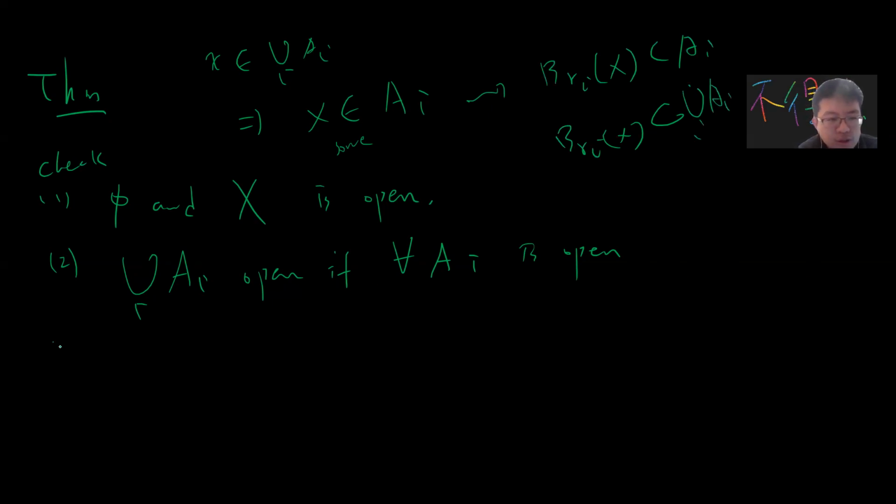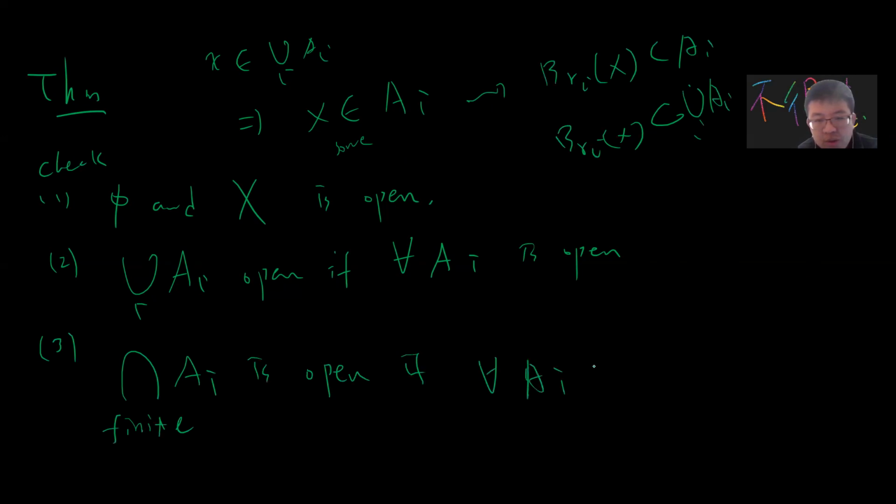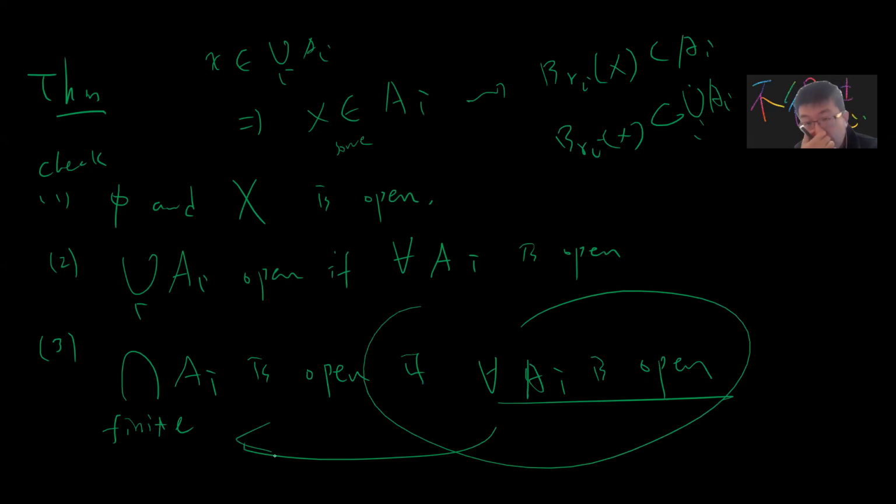And the finite intersection of the A_i is also open if every A_i is open. This is also proved trivially because it is finite. For each i, you get some radius r_i giving an open ball around x, and then you take the minimum.